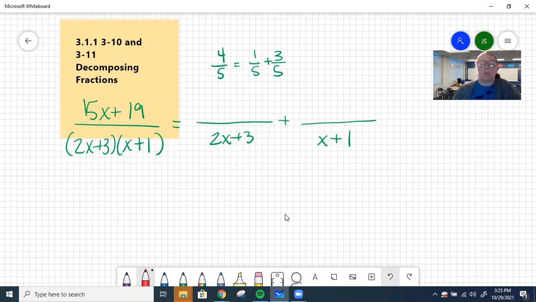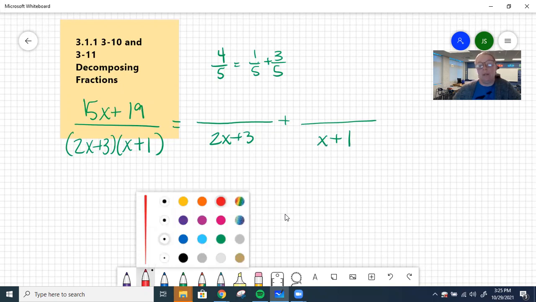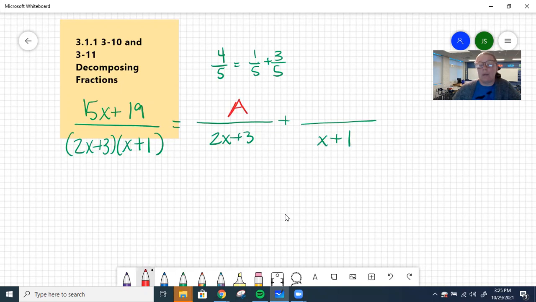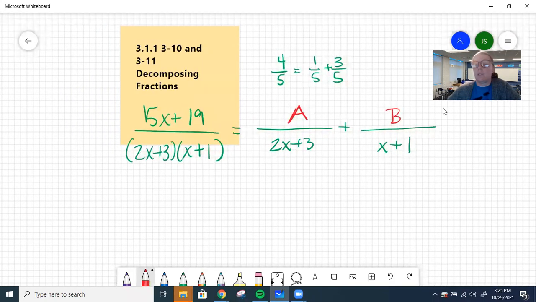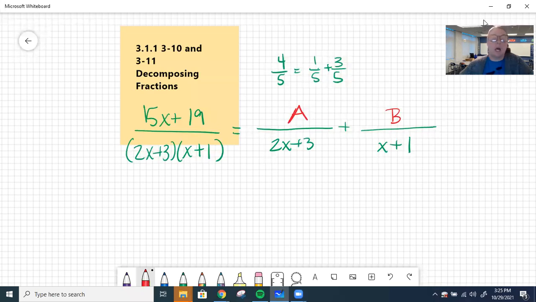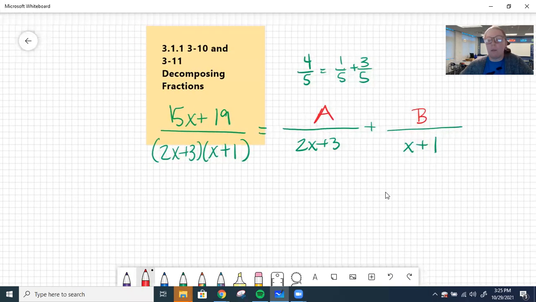So now the big question is, what must these tops have been to get me this? I'm going to call this top A and this top B. I don't know what they are. To figure out what they are, the first thing I'm going to do in this equation is get rid of all the fractions. So think about what is a way that I can get rid of all of the fractions.